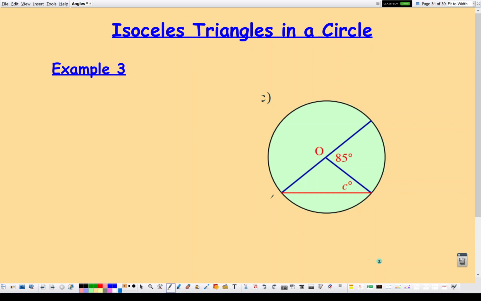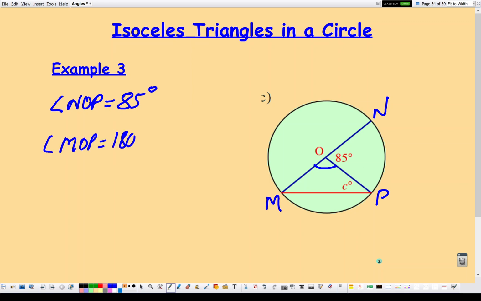It's probably easier actually if we mark on some letters here. So why don't we call this M, N, and P. Okay, so what we can say is state that angle NOP is 85 degrees. We know that from the picture, that's this one here. So what I need to do first of all is using a supplementary angle rule, 180 degrees, this is a straight line, my diameter, I can get angle MOP. So angle MOP is just 180 minus 85 degrees. So angle MOP is therefore 95 degrees.